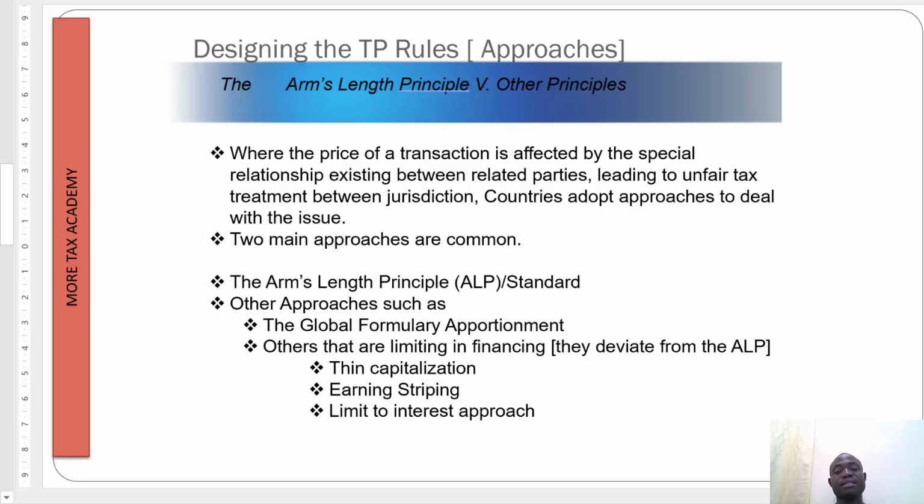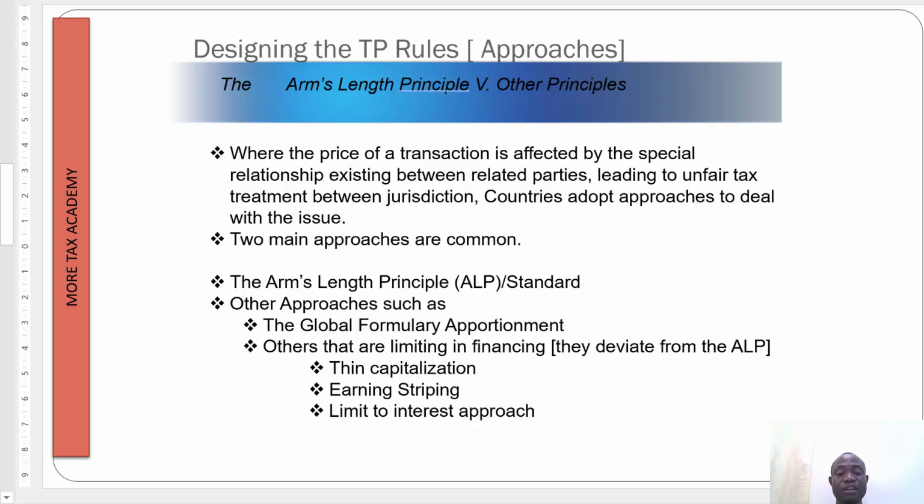And the most preferred method is the arm's length standard. There are other standards. They have not gained prominence. We will discuss them for purposes of exams, because in one of the questions we asked, discuss the arm's length principle, and then discuss the other principles that some economists and some other lawyers are advancing.